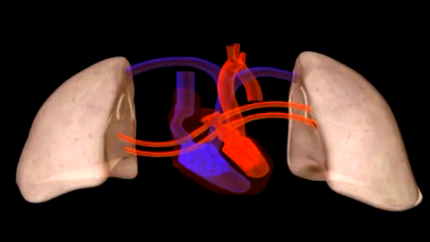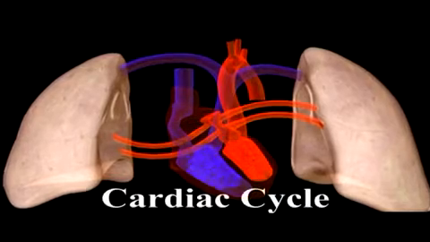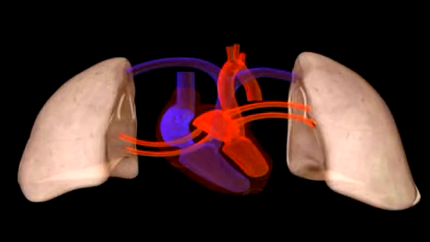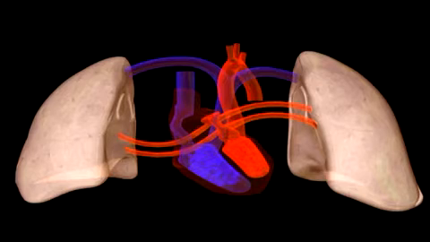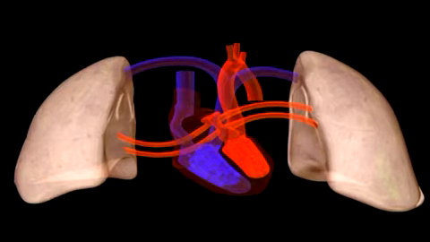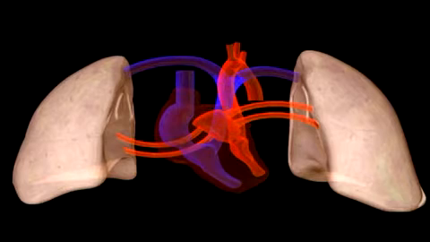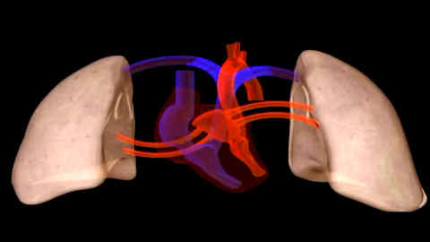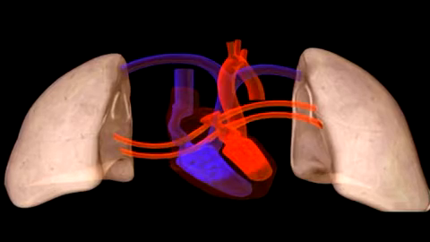The alternating contraction and relaxation of the heart chambers is the cardiac cycle. In the cardiac cycle, the two atria contract in synchrony, emptying their contents into their adjoining ventricles. A fraction of a second later, the two ventricles contract simultaneously, forcing blood into arteries leaving the heart. All the chambers then relax briefly before repeating the cycle.